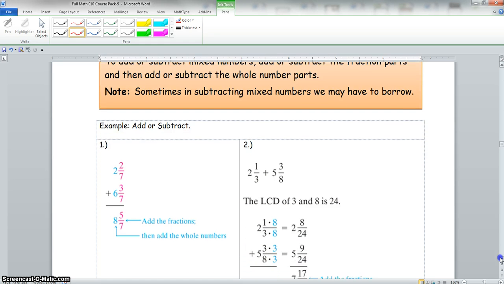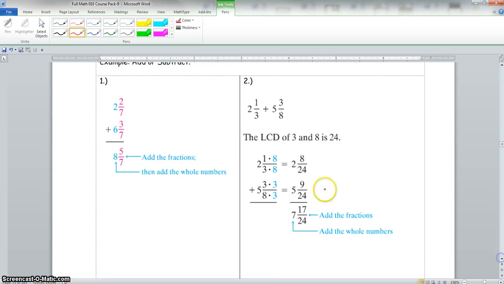Okay, now look here at number 1. We have, first of all, these fractions have the same denominators. So we add 2 and 2 sevenths plus 6 and 3 sevenths. So we add the fractions. 2 sevenths and 3 sevenths is 5 sevenths. And then we add the integers, which we commonly call whole numbers, but we should call these integers that are in front of the fractions, but that will be in a later class. So we add 2 plus 6 is 8. So we will have the final answer of 8 and 5 sevenths.